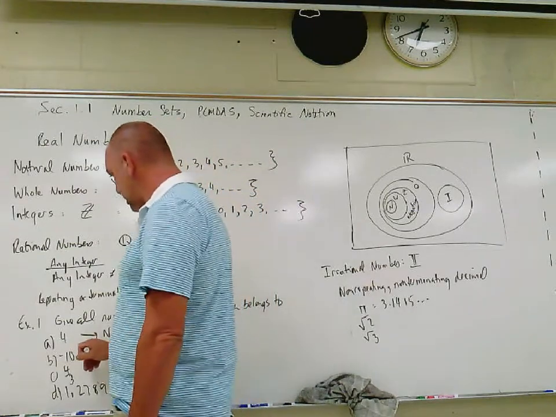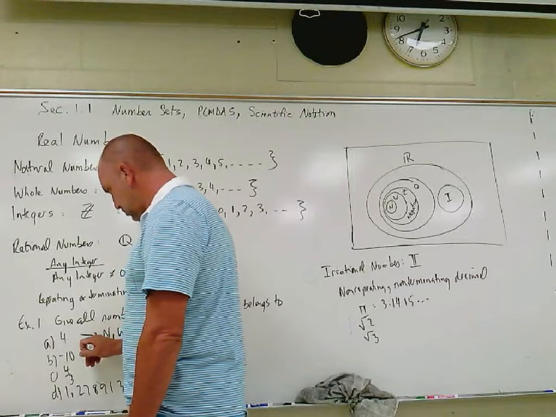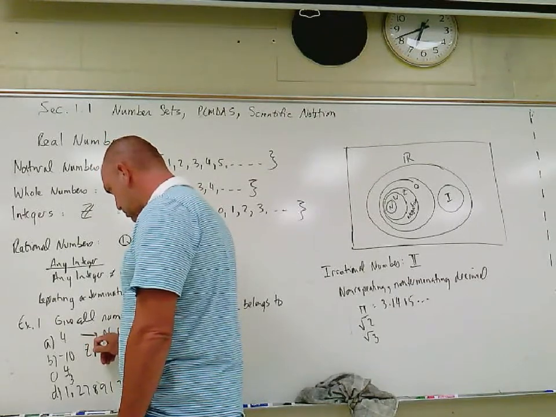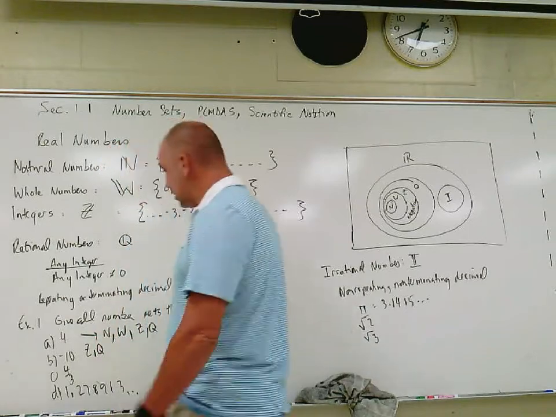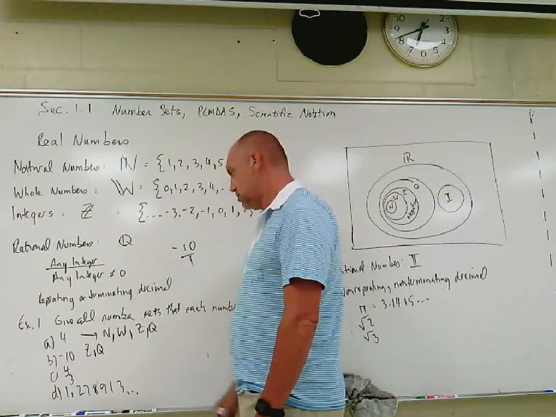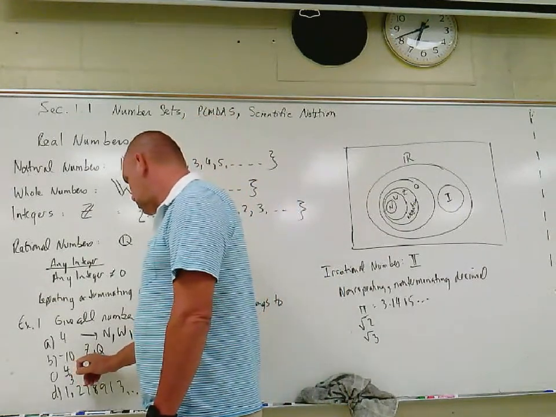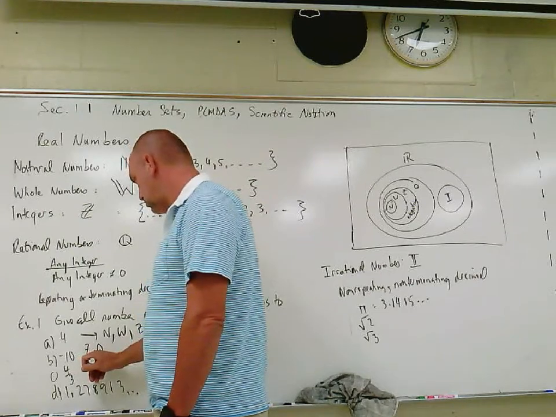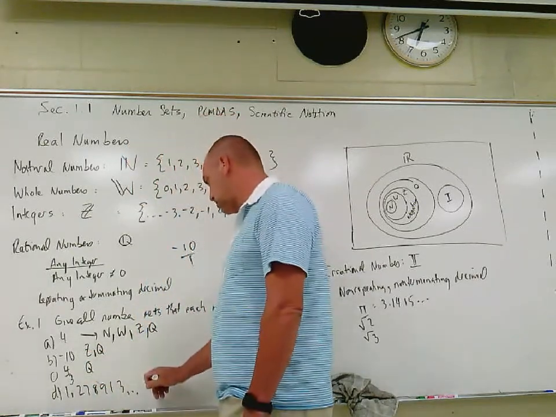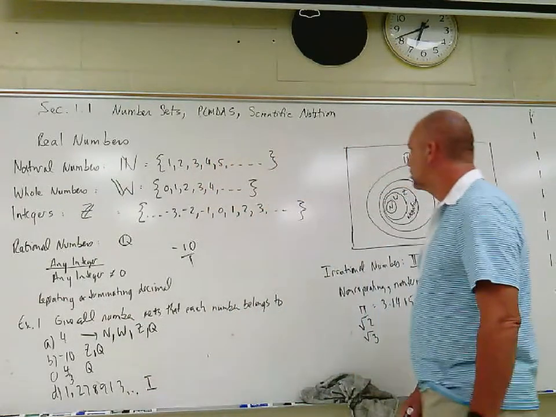-10, is it natural? No. Is it whole? No. Is it an integer? Yes. Is it rational? Yes, because it's negative 10 over 1. It matches the definition. All right, 4/3. What is it? It's only one answer. Rational. 1.278913. What is it? Irrational.